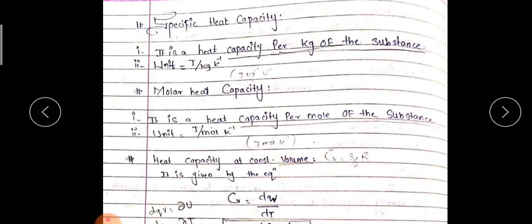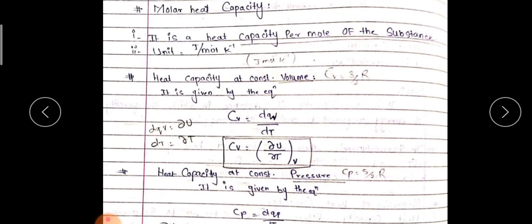Then specific heat capacity, it is the heat capacity per kilogram of the substance. Unit is joule per kilogram per Kelvin. Molar heat capacity is the heat capacity per mole of the substance. Unit is joule per mole per Kelvin. Heat capacity at constant volume is given by the equation Cv = dQv/dT. Also you can write it as Cv = (dU/dT) at constant volume. Heat capacity at constant pressure is equal to Cp.